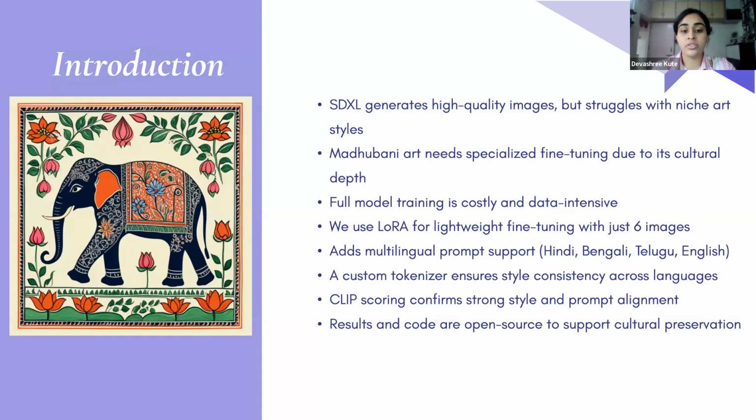This research uses LoRA, which is a lighter method for fine tuning, and we managed with just 6 Madhubani images. We also made it multilingual, so the model understands prompts in Hindi, Bengali, Telugu, and English. To keep the style consistent across languages, a custom tokenizer was used. We checked the results using a CLIP-based scoring method to see how well the images match our prompts. This fine-tuned model is also published on the Hugging Face Library.